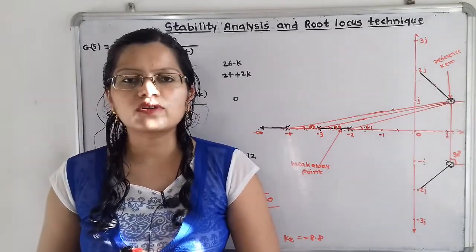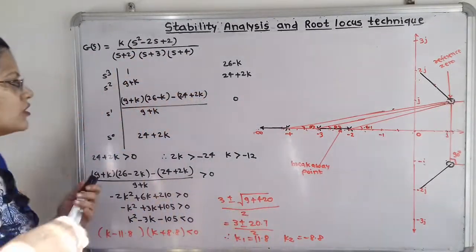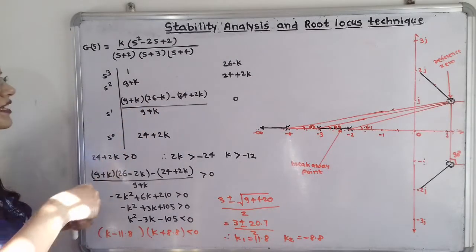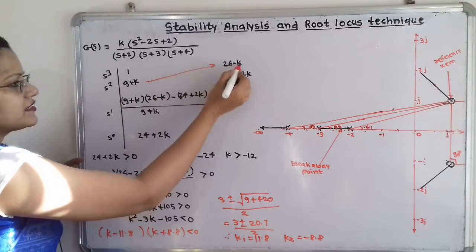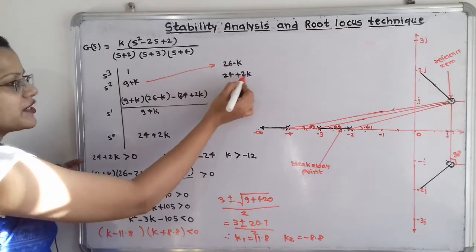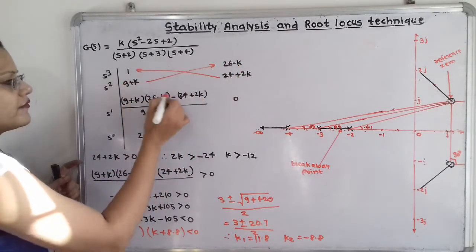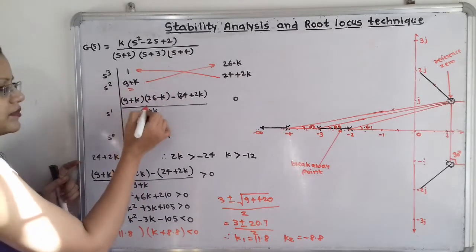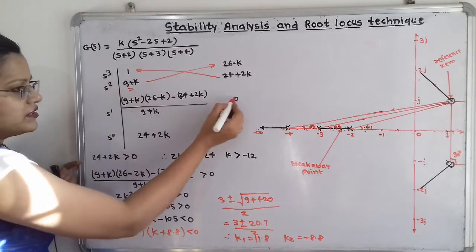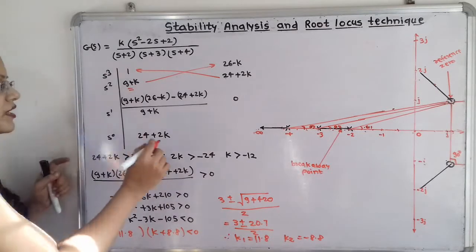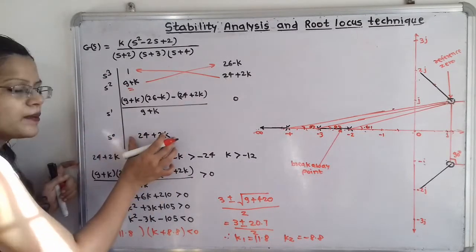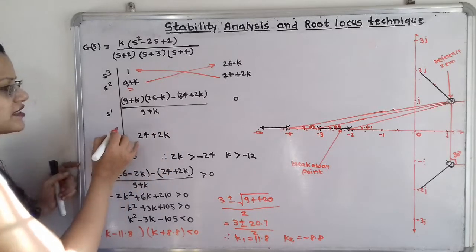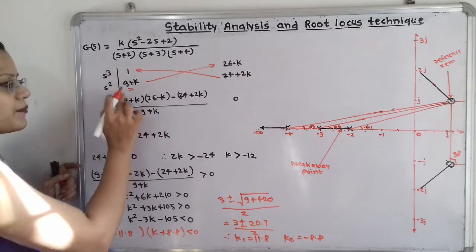Now how to calculate the elements in the third row? If we observe, we have to make a cross multiplication, that is 9 plus k multiplied by 26 minus k, minus 24 plus 2k multiplied by 1, and divided by this number. So here is this equation, and here the second term is 0. Now again, how to calculate the number in the row with s raised to 0? We have to select the upper two rows.